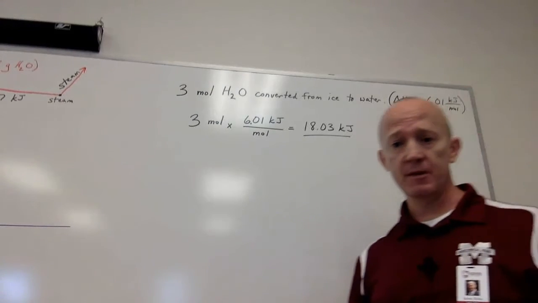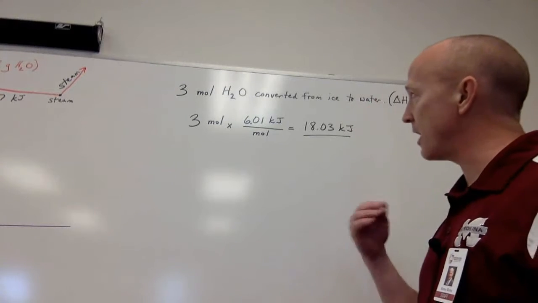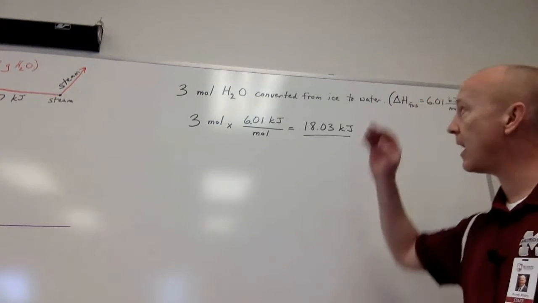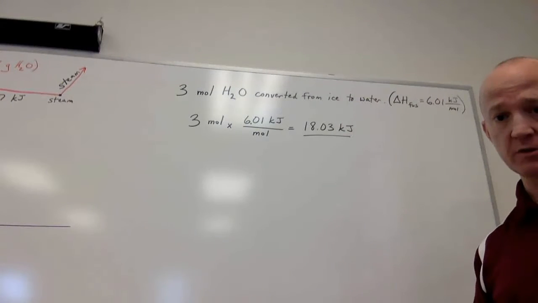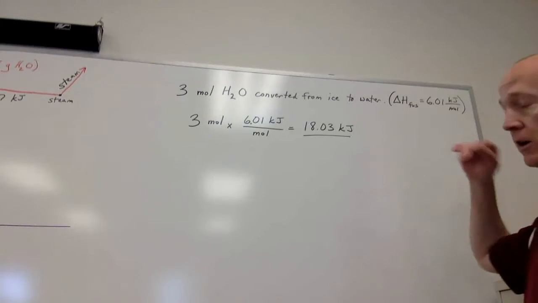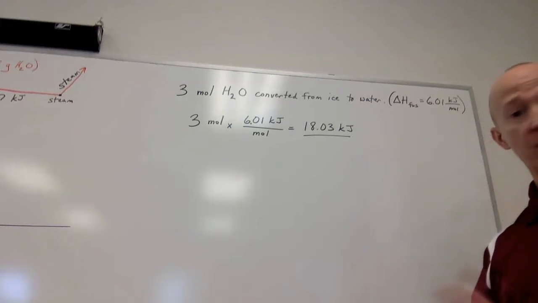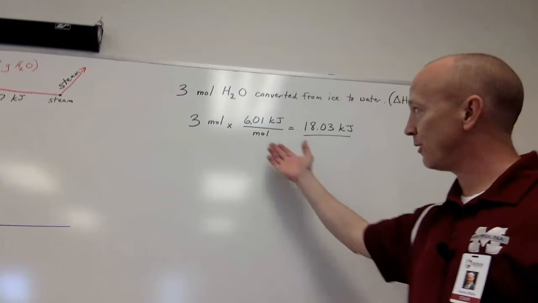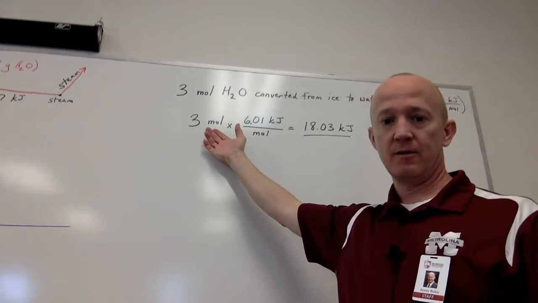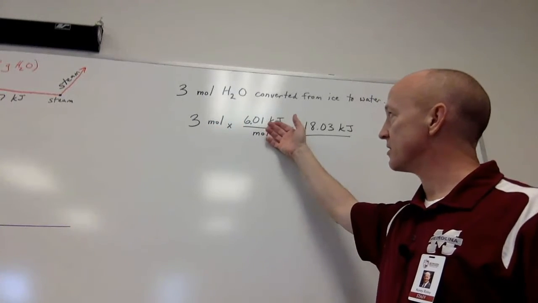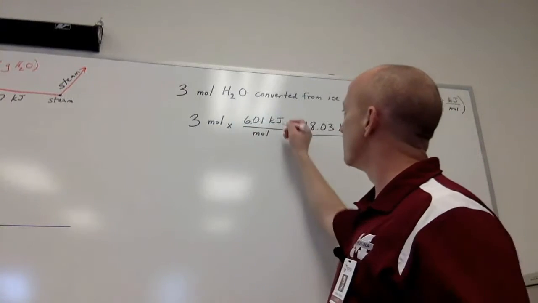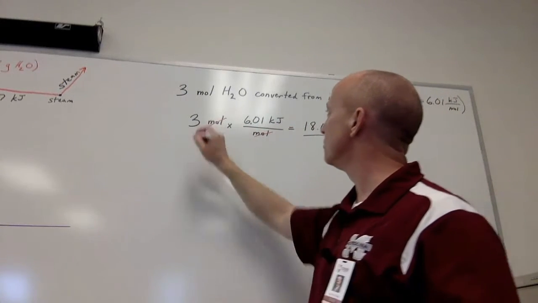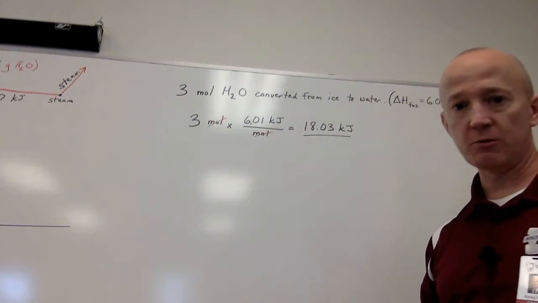You might have a problem that's this easy, where you have 3 moles of H2O converting from ice to water. The heat of fusion, which would be given to you in this case, is 6.01 kilojoules per mole. All you have to do is multiply for each mole you have. 3 moles multiplied by 6.01 kilojoules per mole. The moles cancel, the kilojoules are left, and you have 18.03 kilojoules.